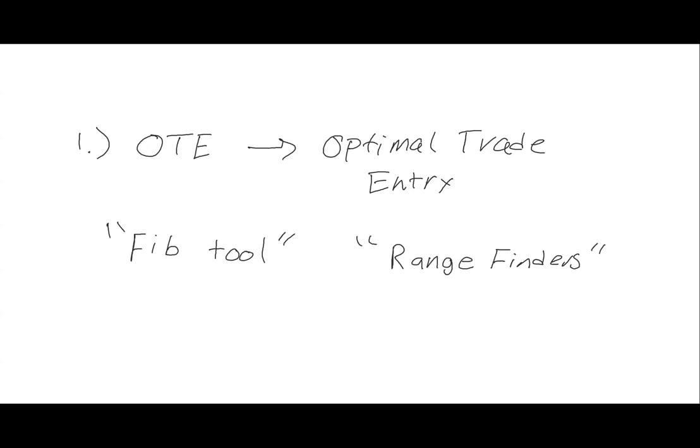So the Fib is one of them, to try and estimate where price is going to go. So it's a tool that helps you find optimal trade entries, a PD array. Perfect. I see a lot of good answers, a lot of answers that have a little bit of synchronicity with each other. Let me tell you what a range finding tool is.